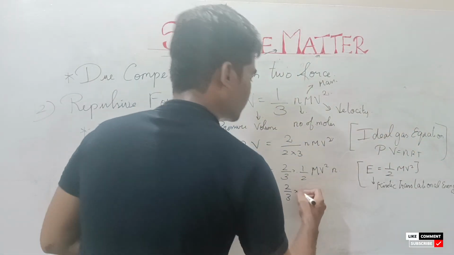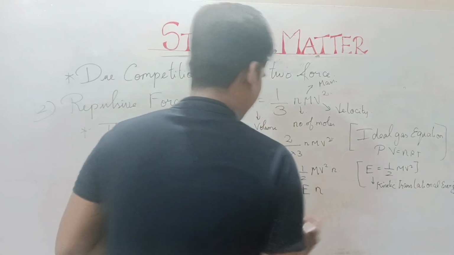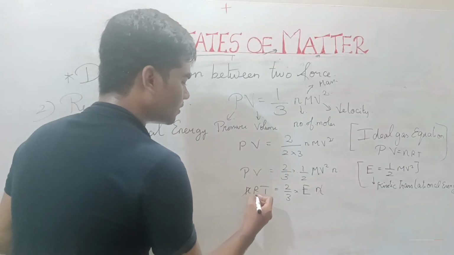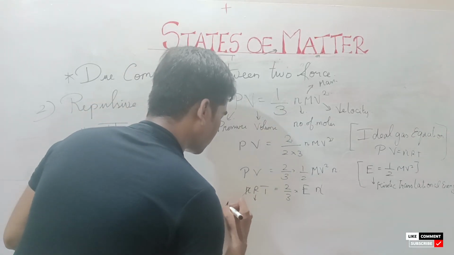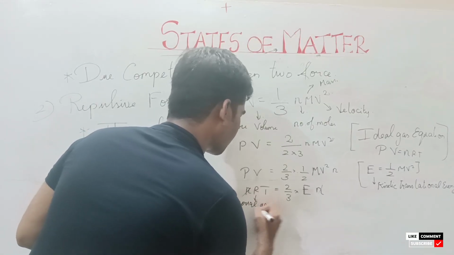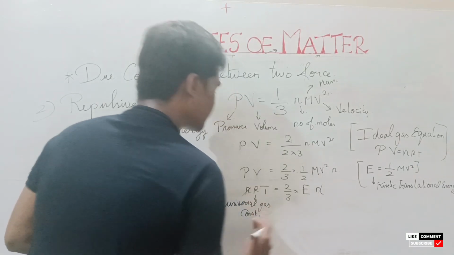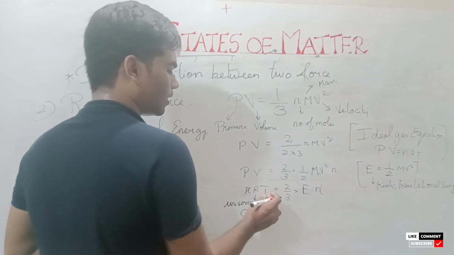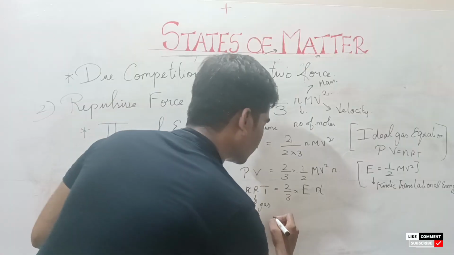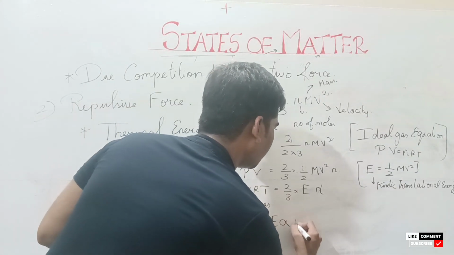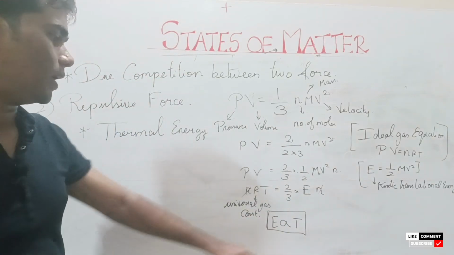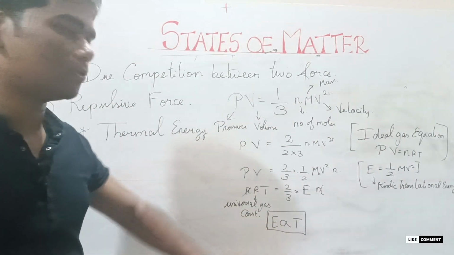So I substitute that as E into N. Can I cancel this N on both sides? Here R is the universal gas constant, so it has a constant value. Here can I equate E and T, because 2 and 3 are also constants? Thus E is directly proportional to T. From this equation we get the conclusion that E is directly proportional to T.